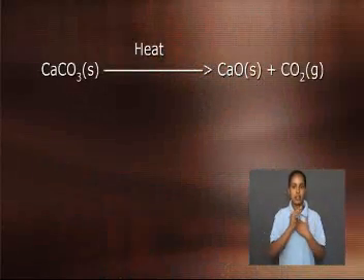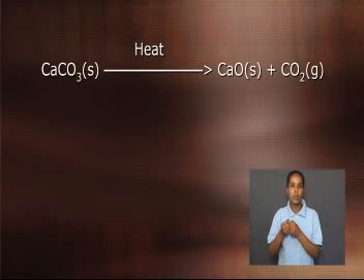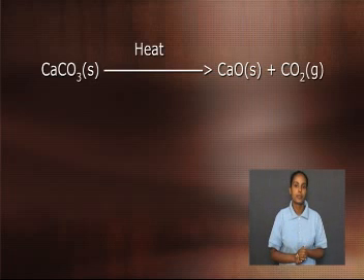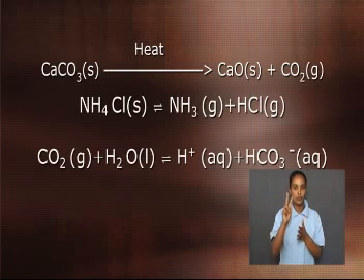The equilibrium that involves reactants and products in different phases is called heterogeneous equilibrium. The reactants and the products are present in more than one physical state. Thermal decomposition of calcium carbonate is a great example of a heterogeneous reaction. Here are two more examples of heterogeneous reaction.